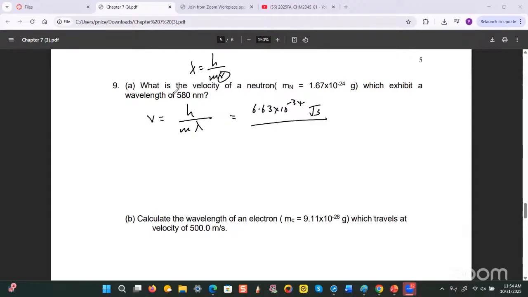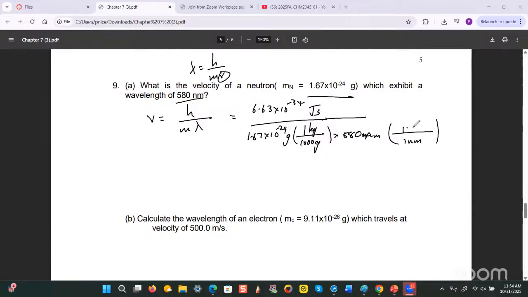Now remember I said that the mass must be in kilograms, right? And they gave us the mass in grams, 1.67 times 10 to the minus 24 grams, so we convert to kilograms. To do that, we put 1 kilogram above as the numerator, 1,000 grams below as the denominator, and then we multiply by the wavelength, which is 580 nanometers. But remember the wavelength in this equation must be expressed in meters. So again, we have to do another conversion where we put 1 nanometer down here and 10 to the minus 9 meters above. And that's it.